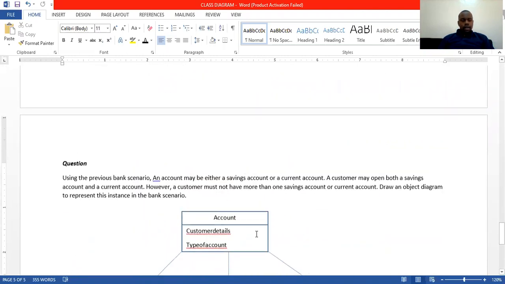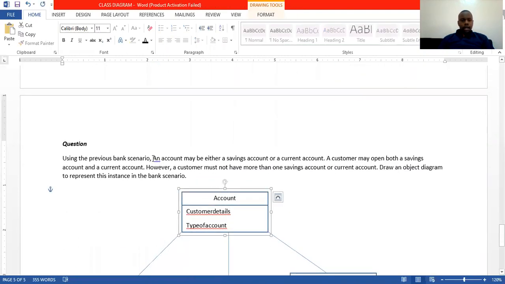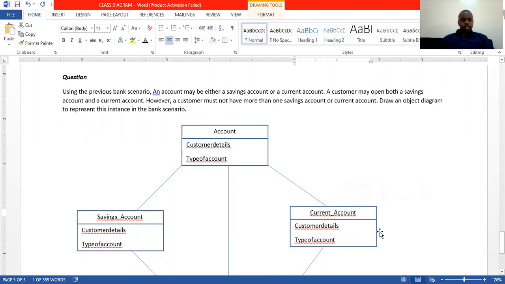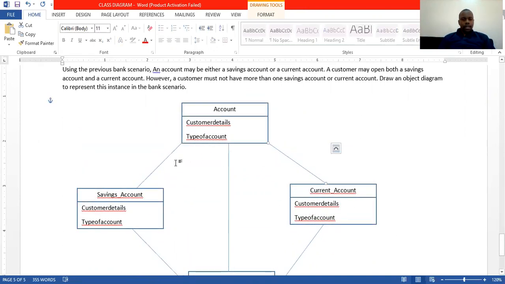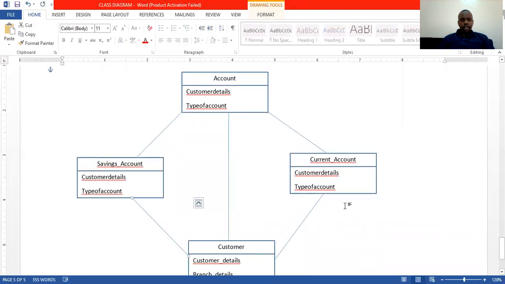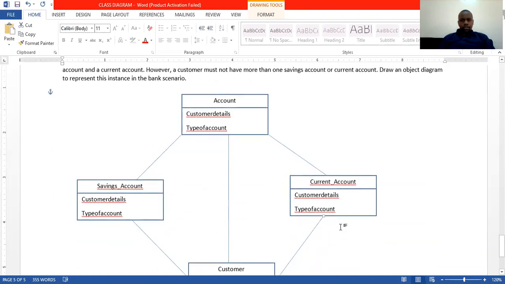So of course, there is an account, right? An account may either be a savings account or current. So savings account, current account, okay? Each of them are types of accounts. That's why there are links there, okay? And then a customer must not have more than one savings account or current account. So you can only have one savings account or one current account, okay? So draw an object diagram.